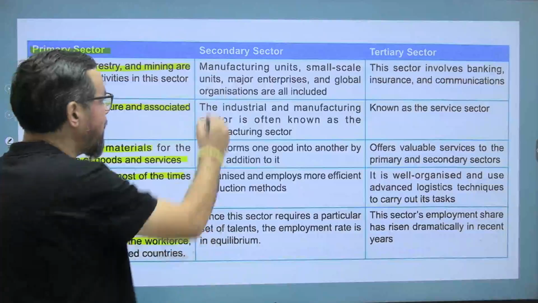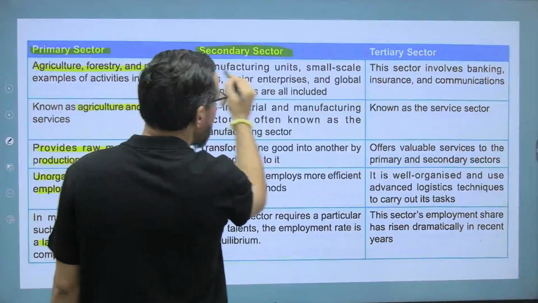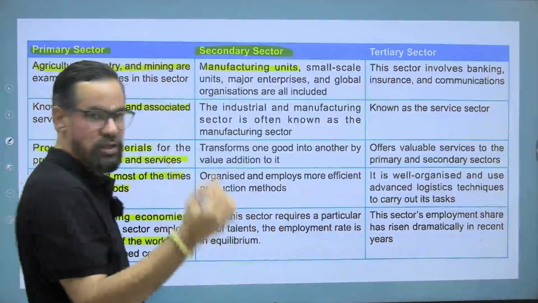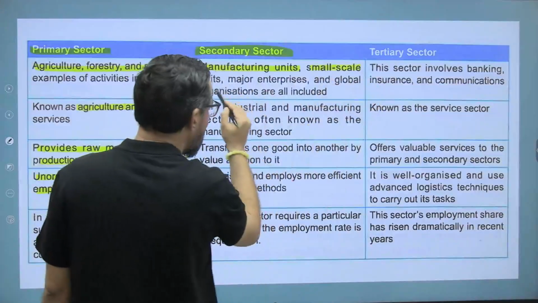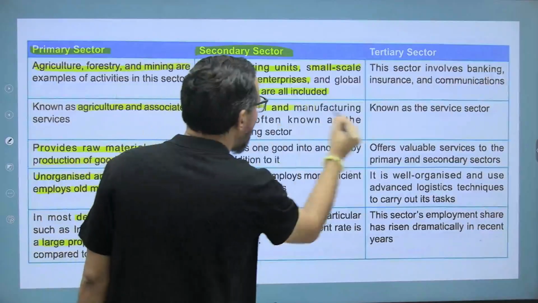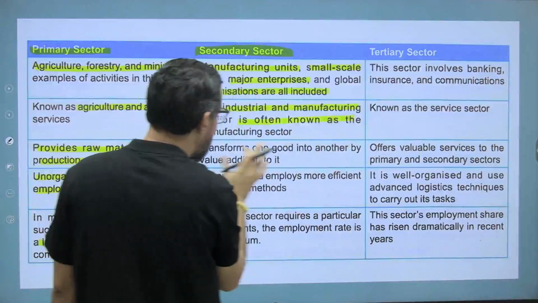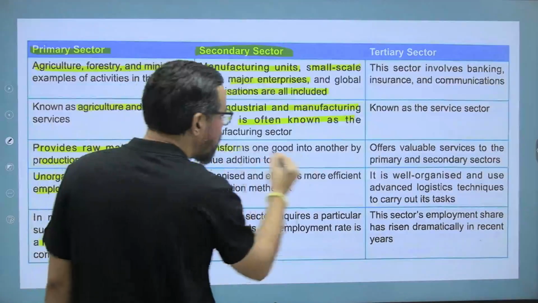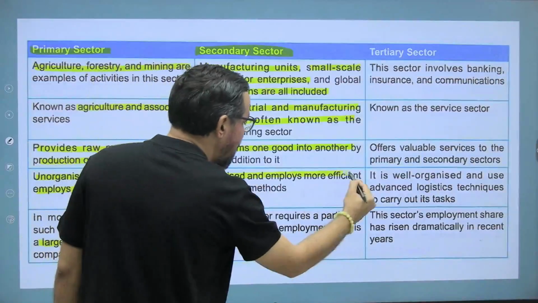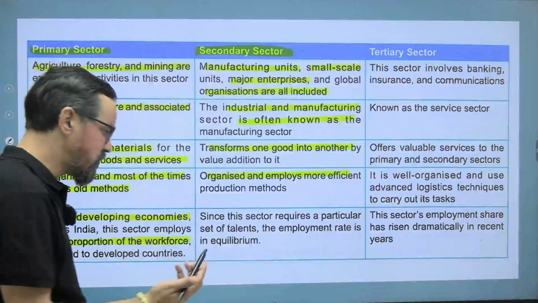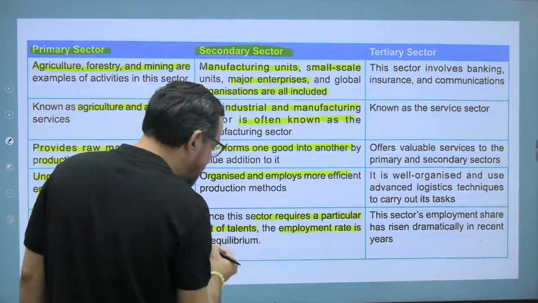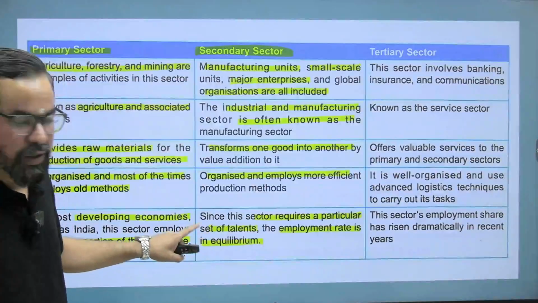Secondary sector, which is also known as manufacturing. Manufacturing unit, basically we take raw material from here, and in this particular one we generally process those. Small scale units, major enterprise, global organizations are included in this. Industrial and manufacturing sectors is often known as manufacturing sectors. Transform one good into another by value additions. Organized and employ more efficient production methods. Since the sector required a particular set of talent, employment rate is equilibrium in this particular case, okay, according to the demand and supply.